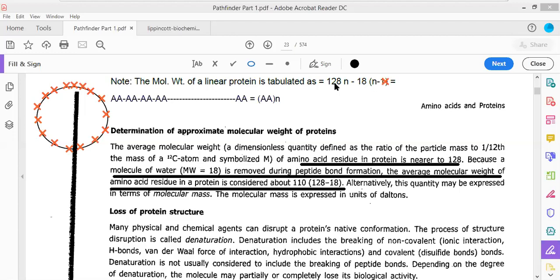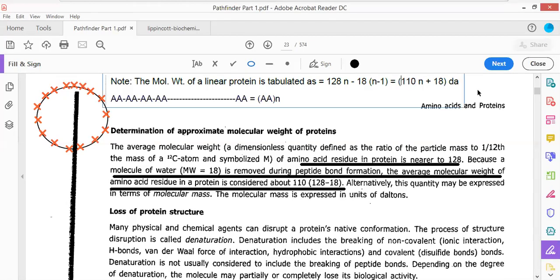No, Shreya, you're wrong in this particular regard. Now please look here. When you are talking about the molecular weight of a linear protein, you can tabulate it as 110 into n plus 18. This would be the molecular weight, and it comes out in Dalton, which is the unit of molecular weight.